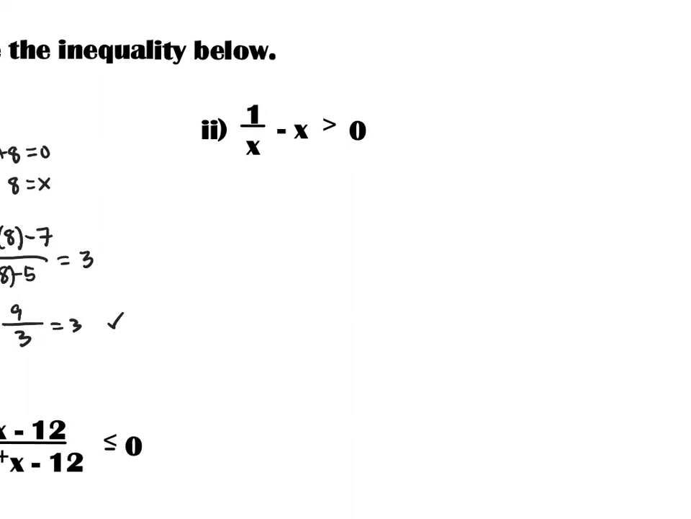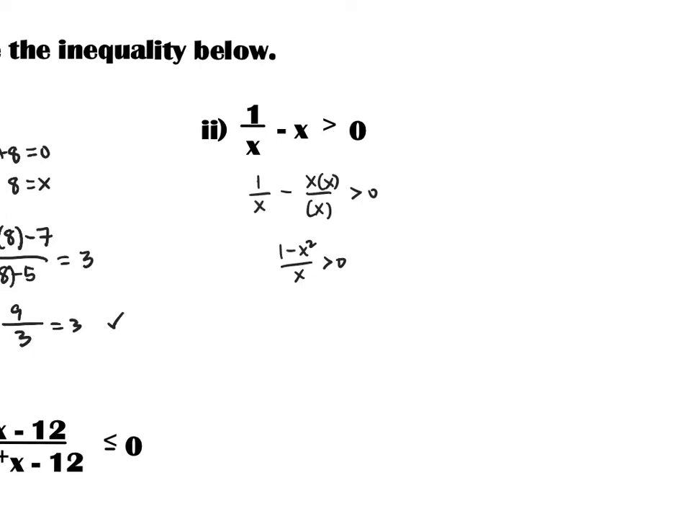So step 1, we want one side to equal 0, which we have. Step 2, what we're going to do is get a common denominator. So I will take the x and multiply top and bottom by x. That gets me this common denominator right here. And then I'm going to combine like terms here. So this would be 1 minus x squared over x. I want to know where that's greater than 0.